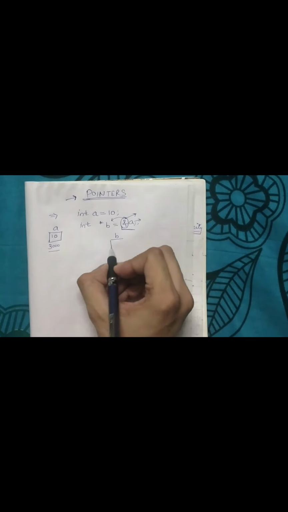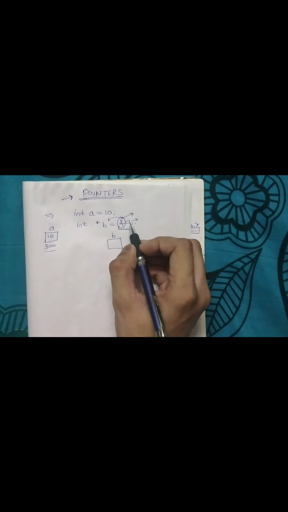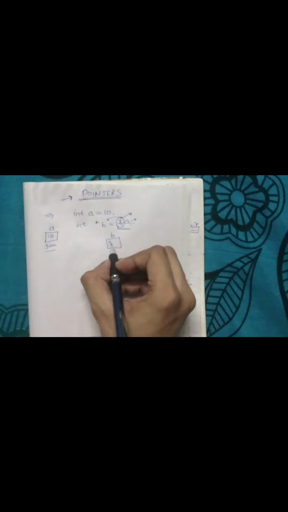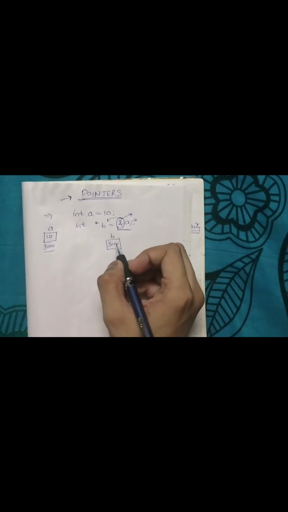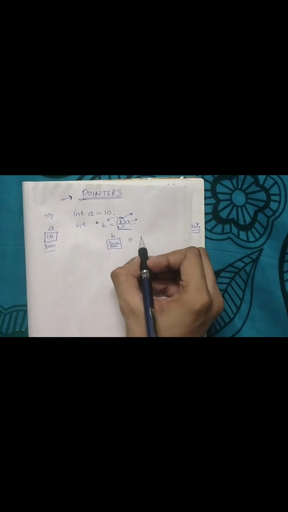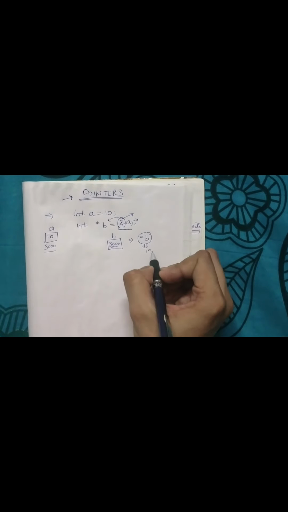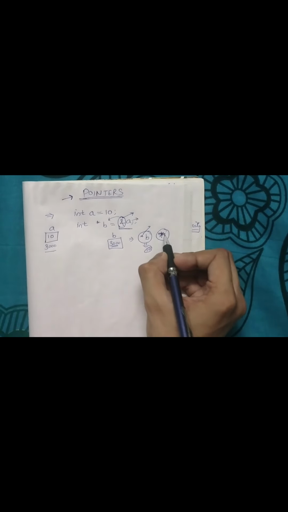So in this, what I am saying is, hey a, give me your address. So this is the address of a. Now if I want the value which is stored at this address, what can I do? I would do this. This would give me 10. This is called dereferencing. It is called the dereferencing operator.